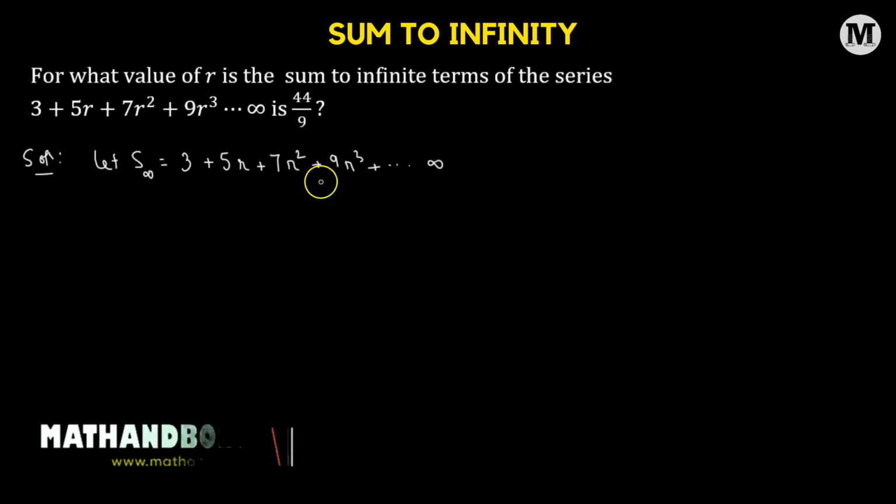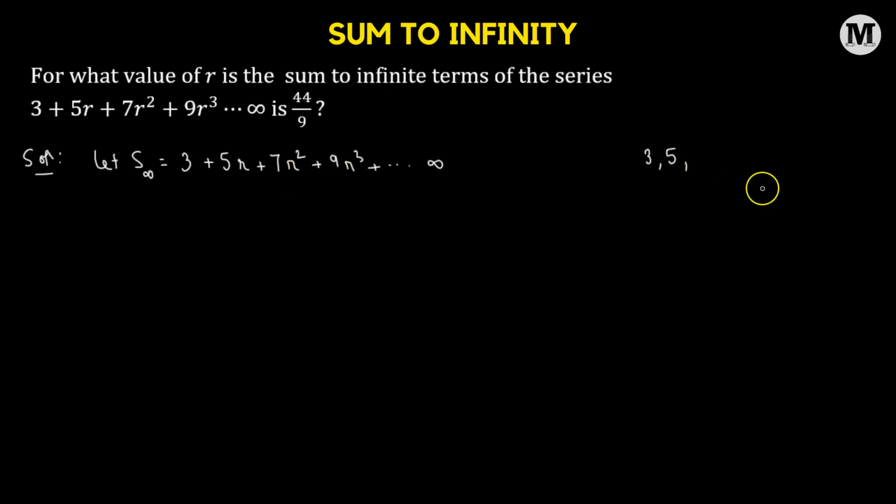Now this is neither an arithmetic series nor a geometric series because it does not have a fixed common difference, nor does it have any fixed common ratio. However, it is composed of two sequences. One of the sequences is going to be in arithmetic progression and the other sequence is going to be in geometric progression. Let's try to quickly understand it. From the first term we pick up 3, from the next term we pick up 5, from the third term, that is 7R squared, we pick up 7, and from the fourth term we pick up 9, and the rest of the terms. We immediately see here that these terms are going to be in arithmetic progression.